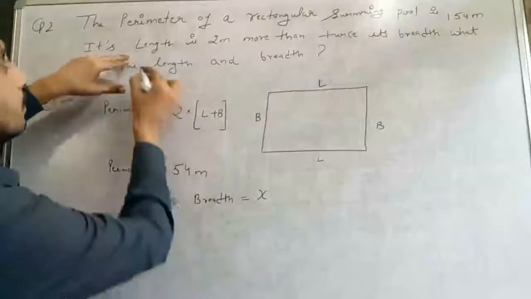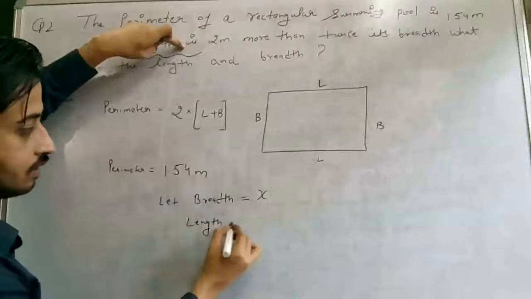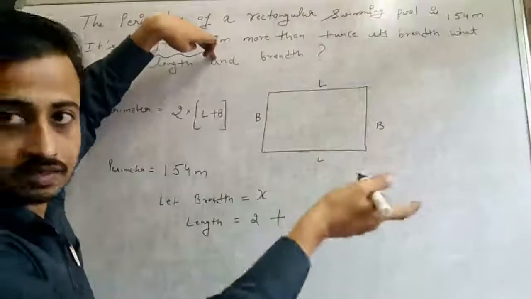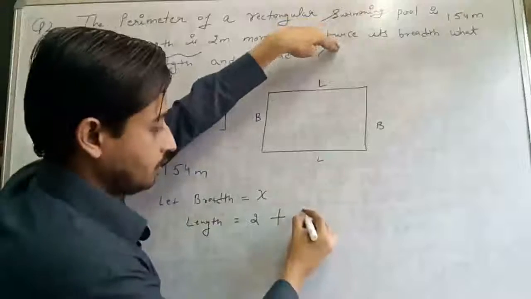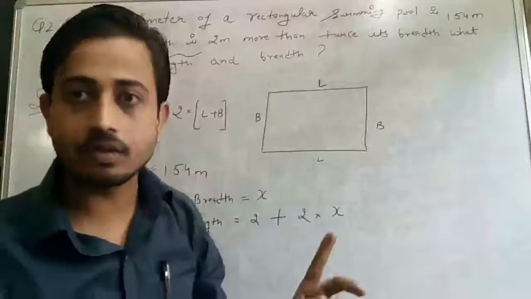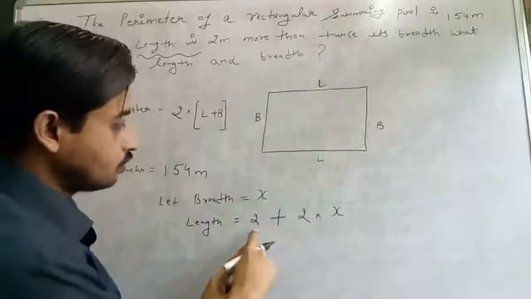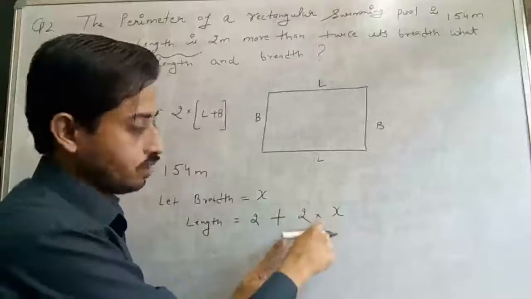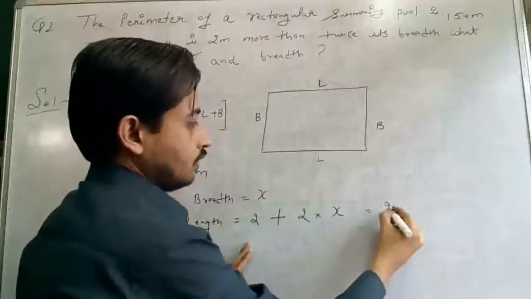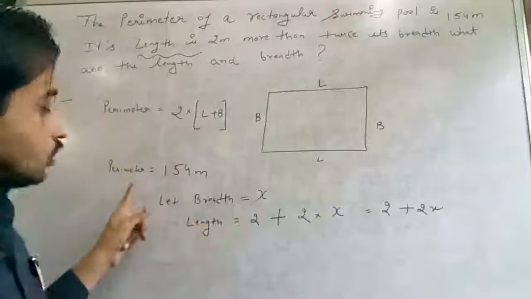Now read this statement and find out its meaning. It said its length. It means we are talking about length. Length is 2 meter more. More means add 2 meter plus then twice. Twice means 2 times. 2 times its breadth, and breadth is X. Again I repeat the question. Its length is equal to 2 meter more. It means 2 plus, twice, which means 2 times its breadth, and breadth is X. So we put X. Then what we will call? We call 2 plus 2 into X, 2 plus 2X. This is your length, this is your breadth, and this one is your perimeter.